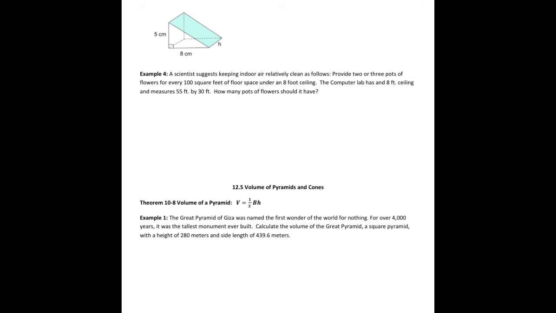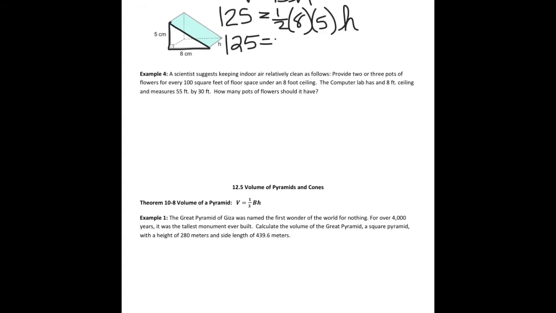So every single time, area of the base times the height. So let's look at our next shape. The volume equals area of the base times the height. We're trying to find the height of this shape. So I know the volume, which is 125, equals the area of the base, 1/2 times 8 times 5 multiplied by h. Well, half of 8 is 4. 4 times 5 is 20. So 125 equals 20h. I'm going to take 125 and divide it by 20, and I find out that the height is actually 6.25 centimeters.